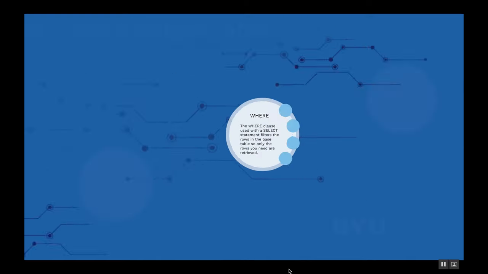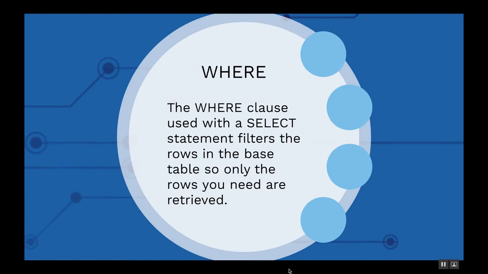The where clause will filter the rows from the result set according to the conditions that you give. This enables you to see just the rows that you need.